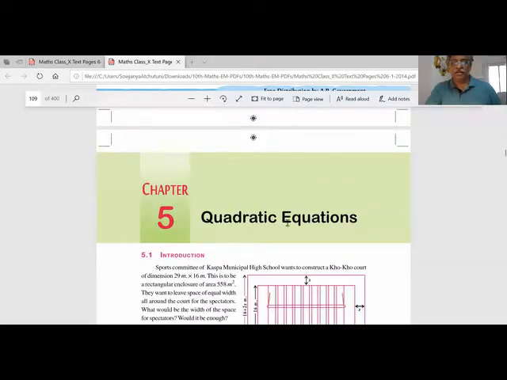Hello students, today we are going to learn class 10 quadrilaterals, chapter 5. If you see the textbook, this is chapter 5, quadratic equations. We are going to learn about this chapter. Quadratic means what? Second degree equations. X square, A square, B square, like that. Quadratic equation. First let us understand.